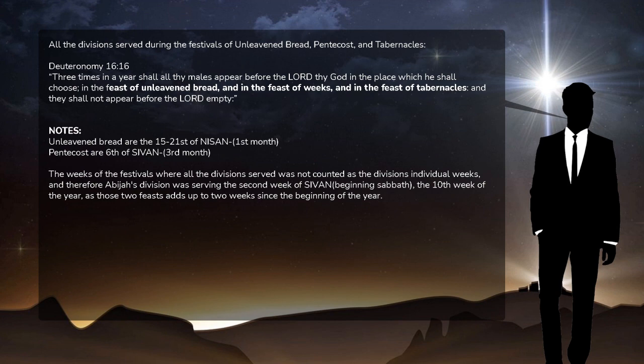Notes. Unleavened bread are the 15th to 21st of the first month Nisan. Pentecost is the 6th of the third month Sivan. The weeks of the festivals where all the divisions served were not counted as the divisions' individual weeks. And therefore Abijah's division was serving the 2nd week of Sivan, beginning on the Sabbath, the 10th week of the year, as those 2 feasts add up to 2 weeks since the beginning of the year.